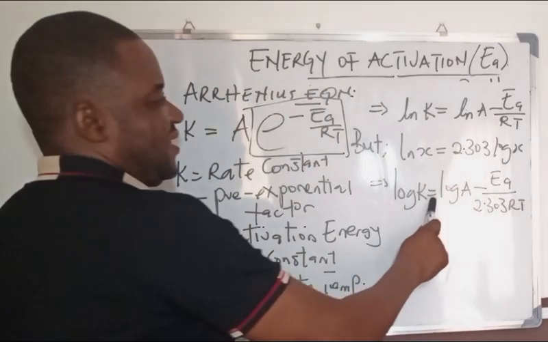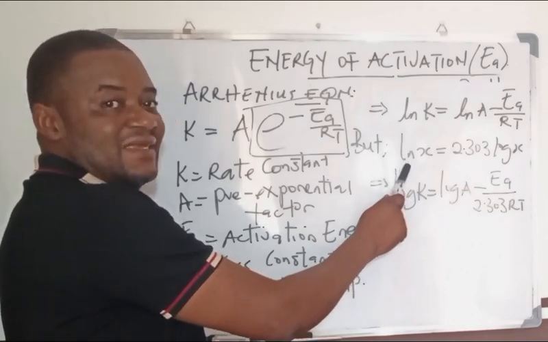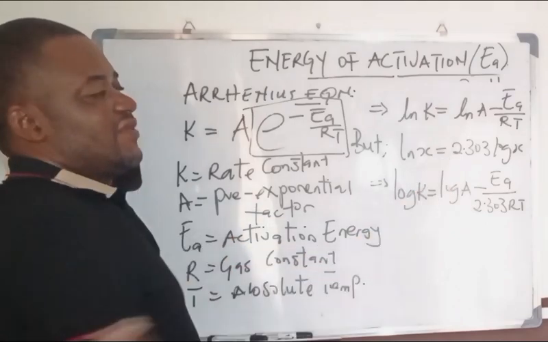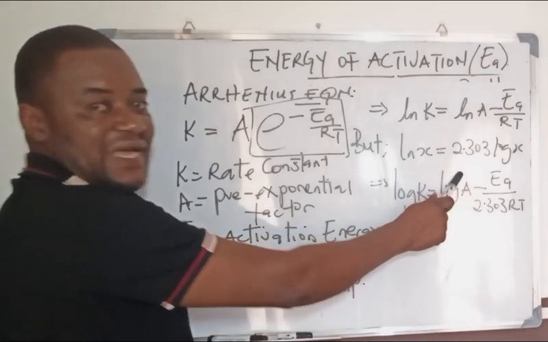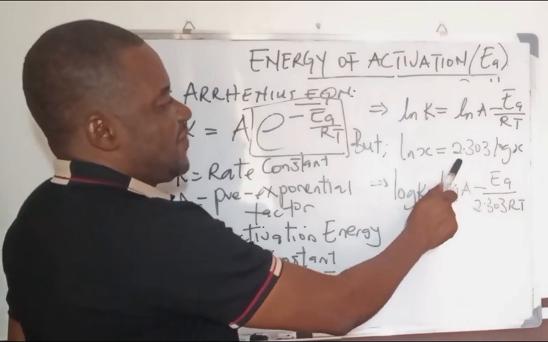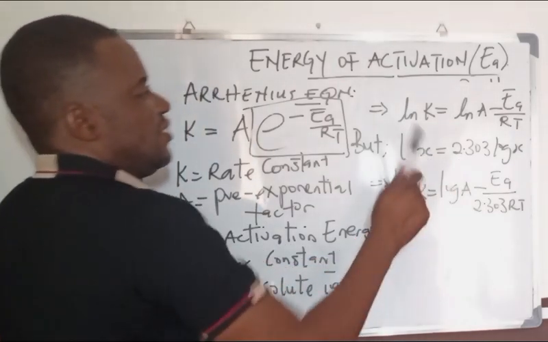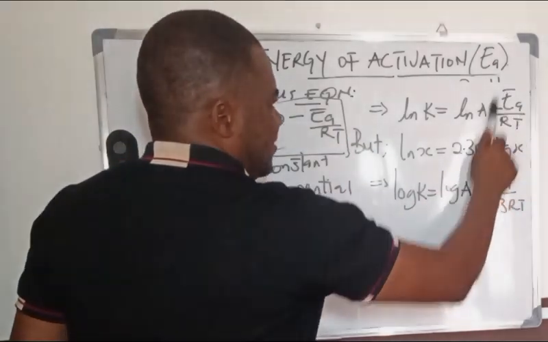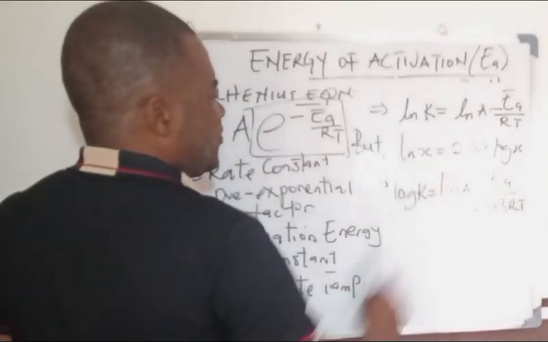It means that we can do this because once you remove the natural logarithm of a particular factor or number, you must introduce 2.303 as a constant of logarithm to that number. And if we do that, then where we have ln of x, which is our factor, which is where we have the activation energy, we can simply introduce this.